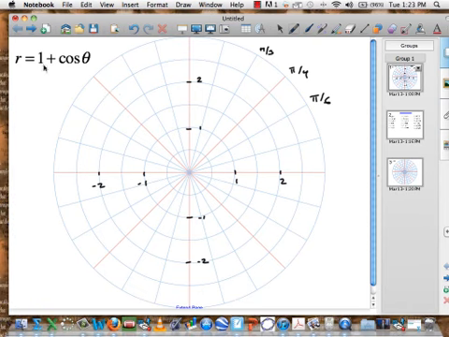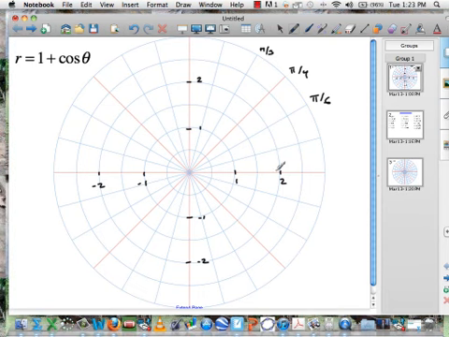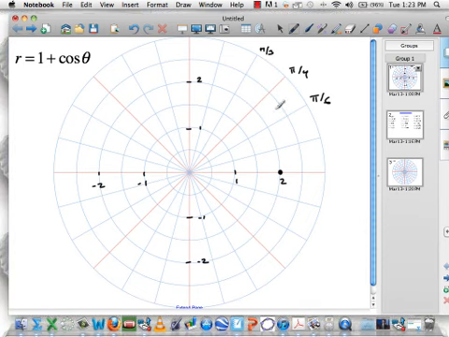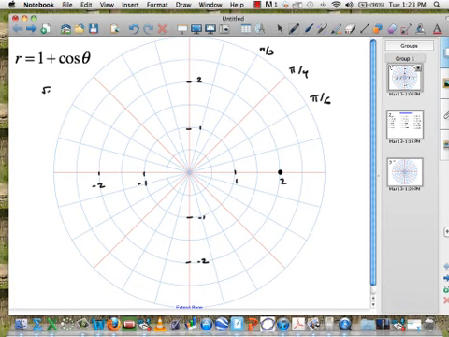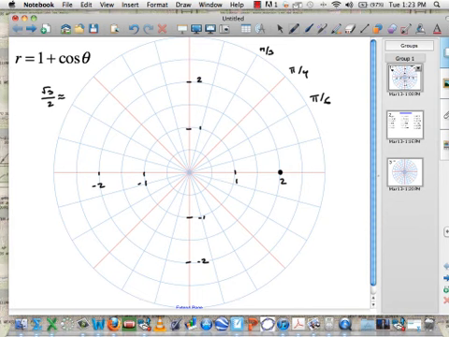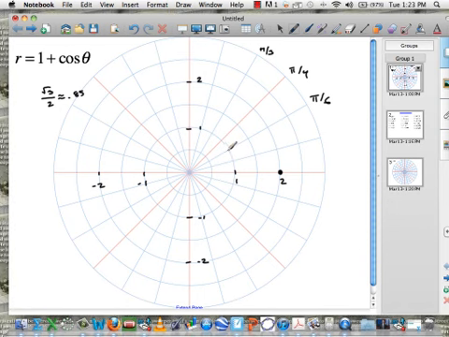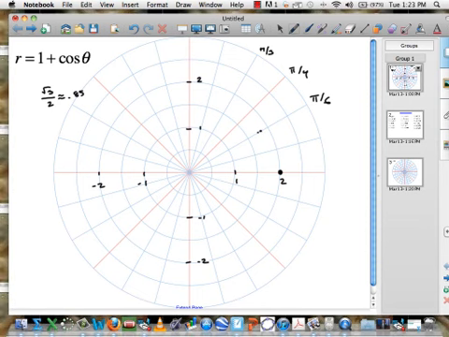Okay, so just by using values of theta that we know, I'm going to start to plot some points here. When theta is 0, r is going to be 1 plus the cosine of 0, which is 2. When theta is pi over 6, I'm going to have 1 plus the square root of 3 over 2. And I'll just write this down because I'll probably use it a few times here. The square root of 3 over 2 is roughly 0.85. So on this ray right here, I want to go 1.85 units from the origin, which is roughly there.